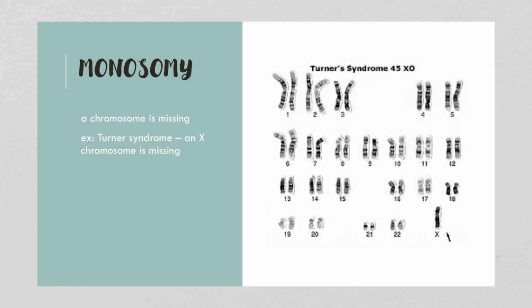Monosomy is when there's a chromosome missing. And if you're missing a chromosome in the 22 somatic chromosomes, you wouldn't be able to survive. You have to have 2 of each of those chromosomes. The only way you can survive with monosomy is Turner syndrome, and that's when one of the X chromosomes is missing, or even the Y chromosome can be missing. The person just has a single X chromosome.